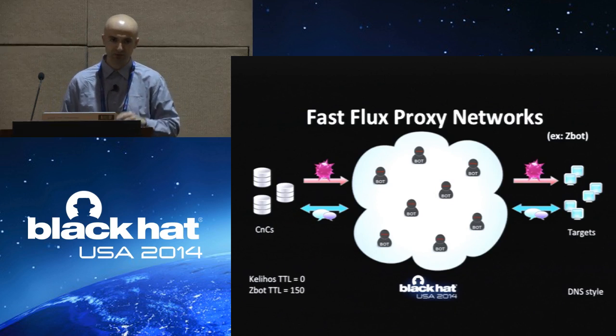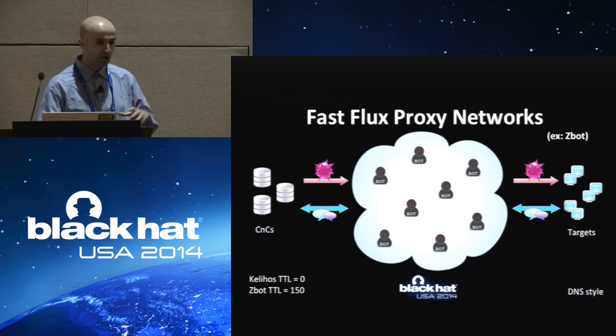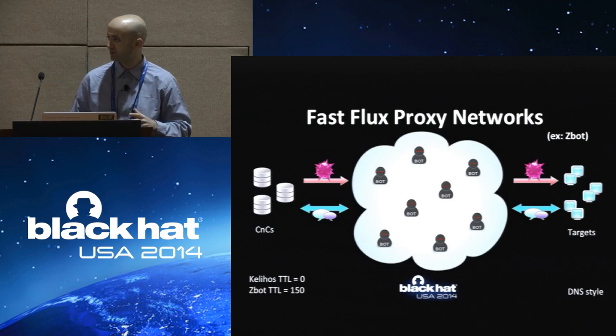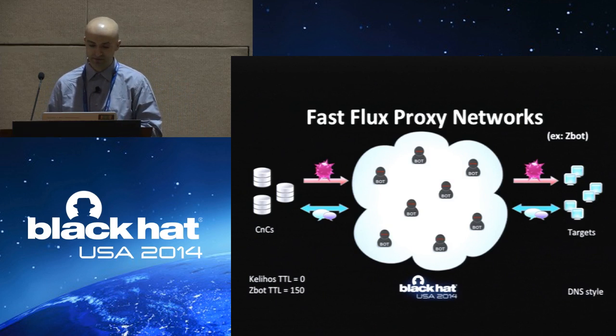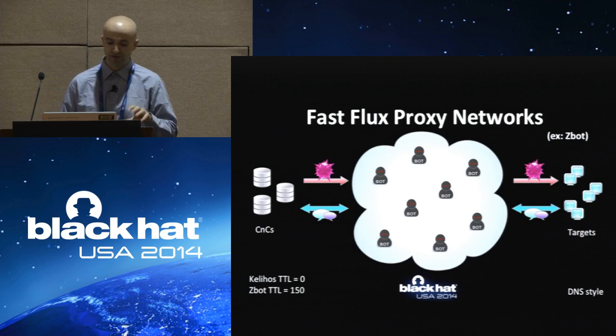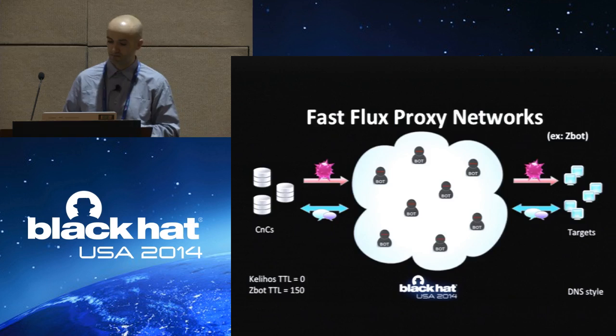In this case, the proxy network we're interested in is the one hosted on this pool of ZBot IPs, and the domains have a TTL of 150 seconds, like we said. There was another proxy network we studied in the past, which was the Kilios. It was also fast flux with a TTL of 0 seconds.